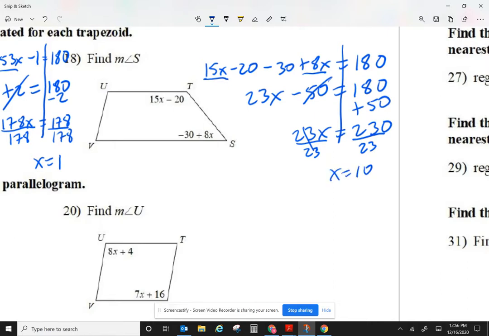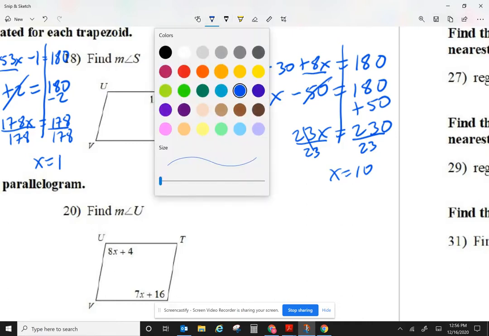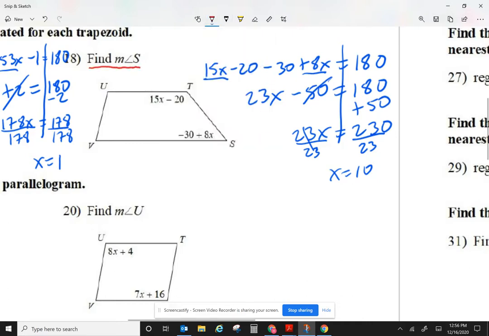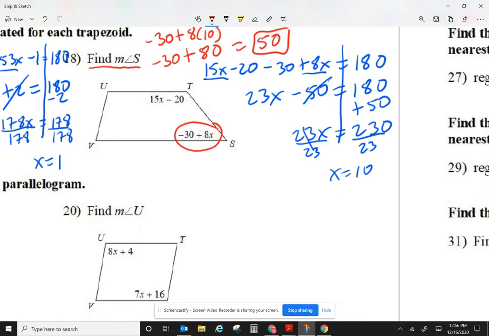Now, if I was solving for x equals 10, I'm done. However, the instructions are find the measurement of angle S. I see angle S is negative 30 plus 8x. So I'm just going to go negative 30 plus 8 times 10. I have to do the multiplication first. So I have negative 30 plus 80. Negative 30 plus 80 is 50. So my answer in this case would be 50.